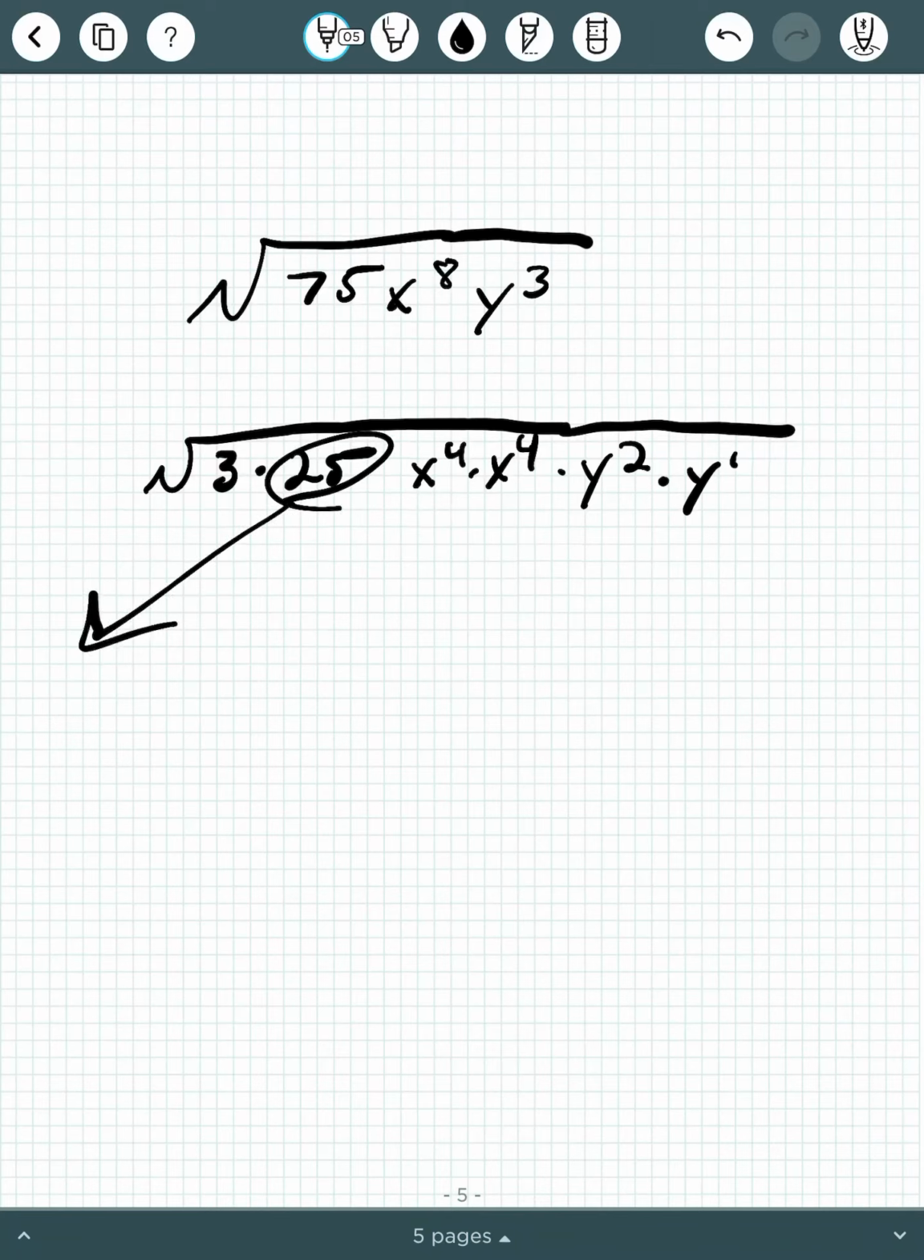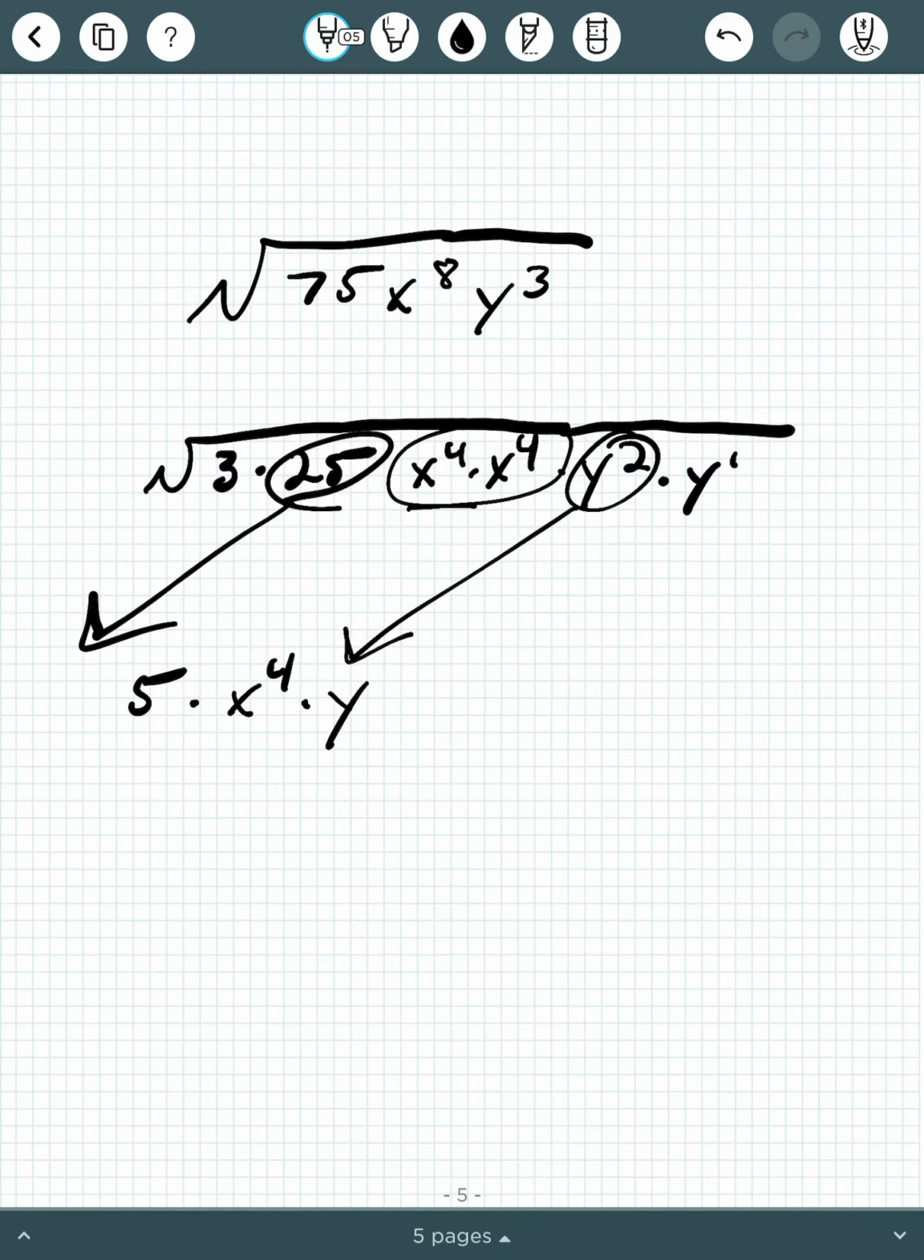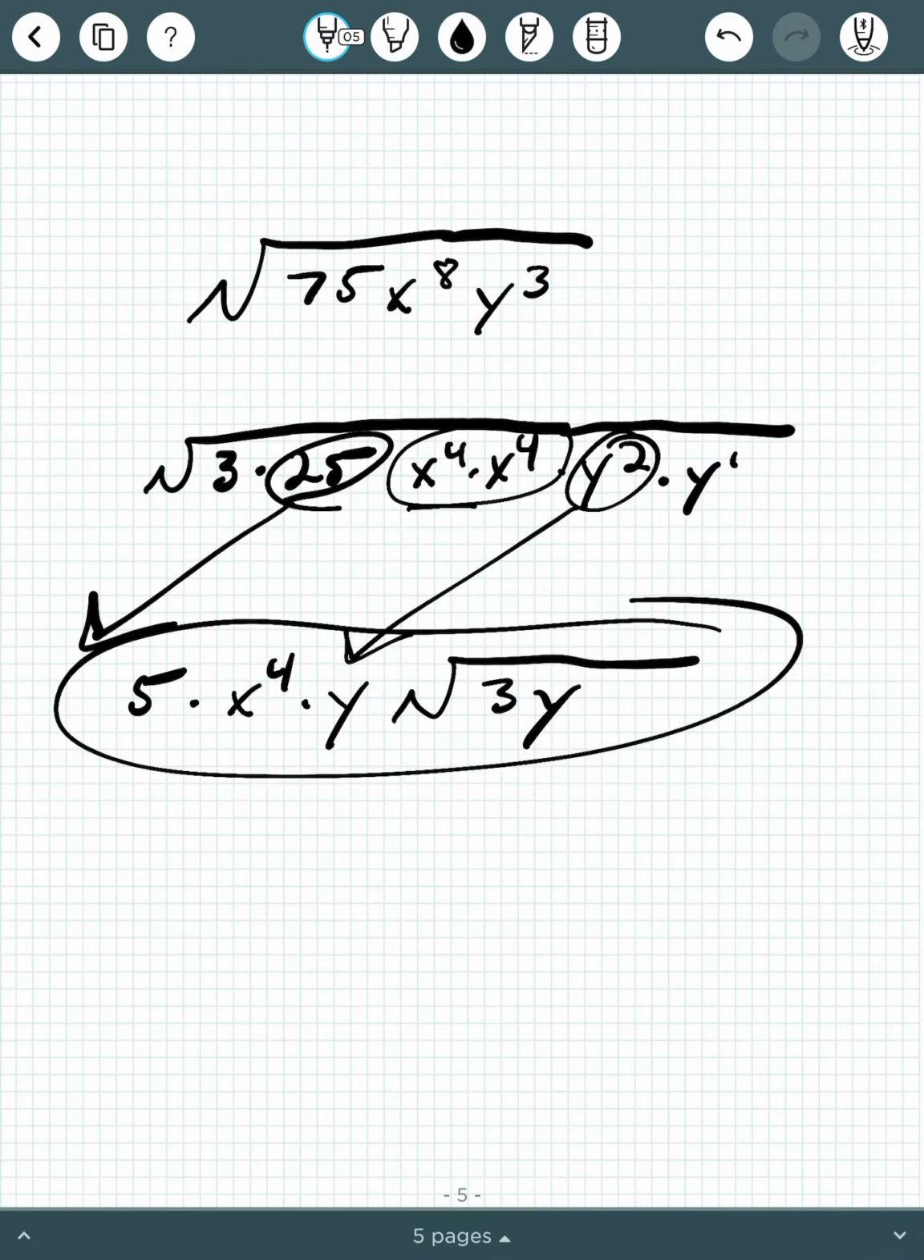Taking out all the square roots we can, we'll remove a 5. This whole pair has a square root of x to the 4th. Y squared has a square root of just y or y to the 1st. And then we're left with 3y inside our square root. So our final answer without any multiplication dots, just written next to each other, is 5x to the 4th y multiplied by the square root of 3y.